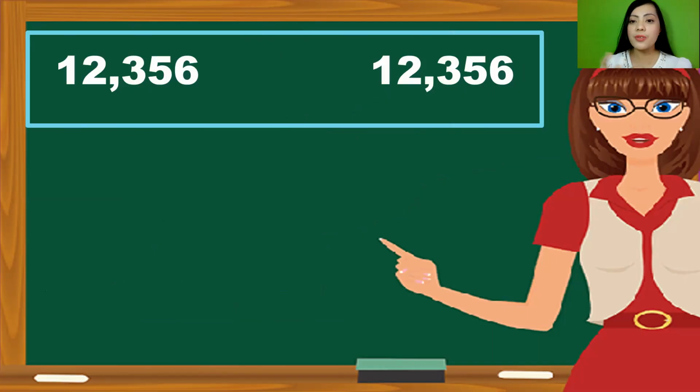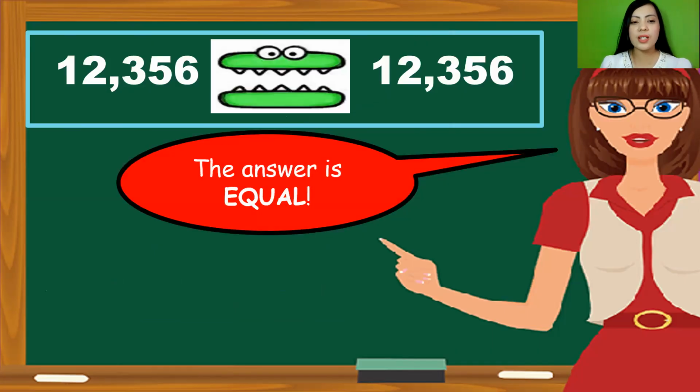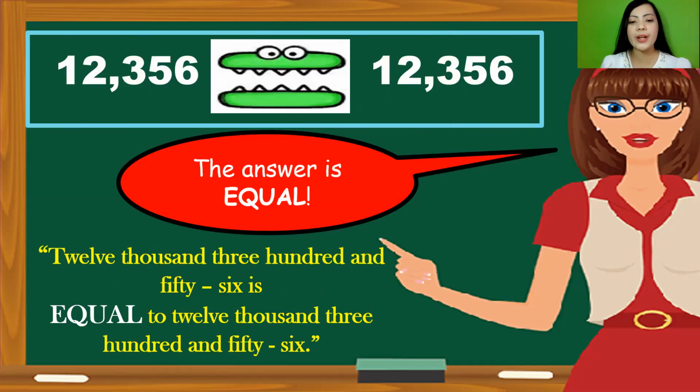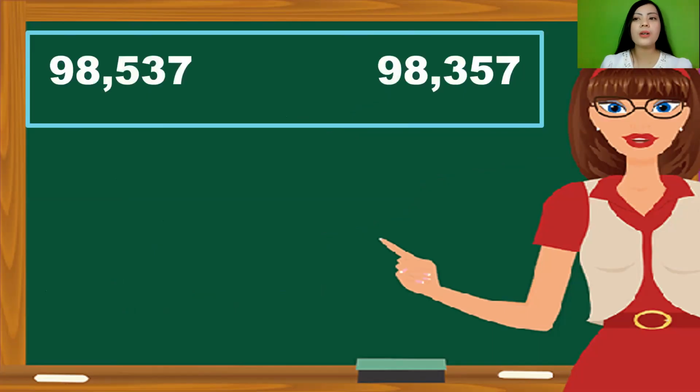12,356, 12,356. 1 and 1 the same, 2 and 2 the same, go to the hundreds place, 3 and 3 the same, 5 and 5 the same, 6 and 6 the same. Obviously, it is equal. The answer is equal. So 12,356 is equal to 12,356.